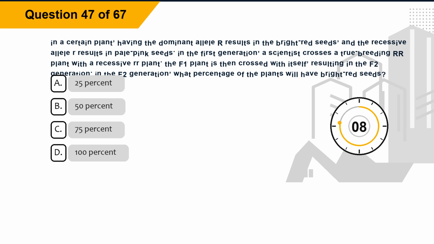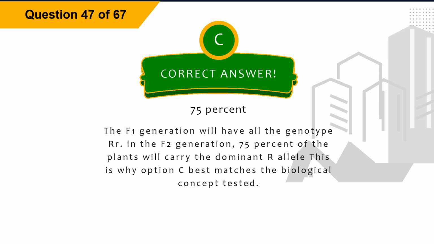Option A, 25%. Option B, 50%. Option C, 75%. Option D, 100%. The correct answer is option C, 75%. Explanation. The F1 generation will all have the genotype Rr. In the F2 generation, 75% of the plants will carry the dominant R allele. This is why option C best matches the biological concept tested.